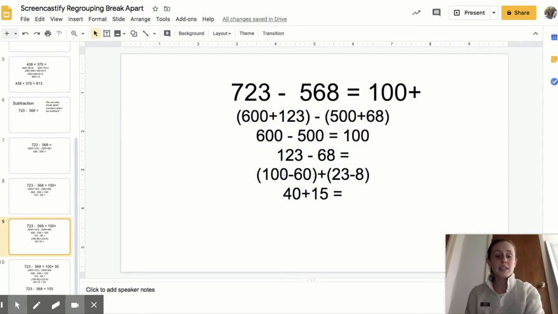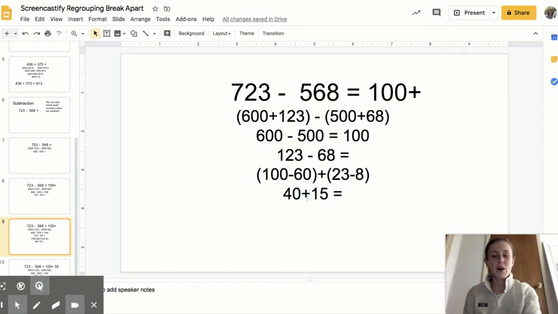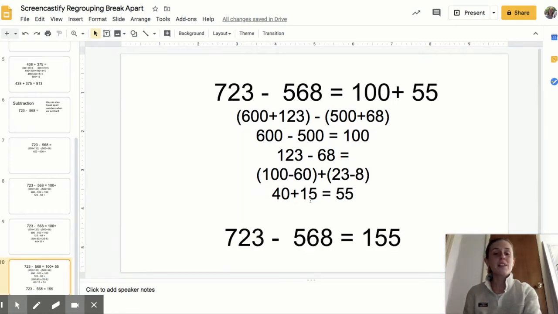So now that I've subtracted these two numbers, I need to add them back together. See if you can do some fast math in your brain for 40 plus 15. Okay, I know that 40 plus 15 will give me 55. I took my 55 and put it back on top with my 100 from earlier. If I add together my 100 plus 55, I know that 723 minus 568 will give me an answer of 155. Remember, you might break apart your numbers differently than me, and that's okay. I hope that this strategy was helpful for you and you give it a try when you solve some of your problems this week.